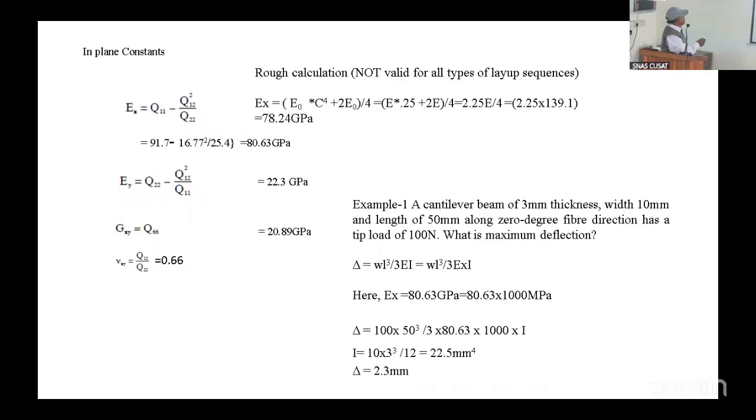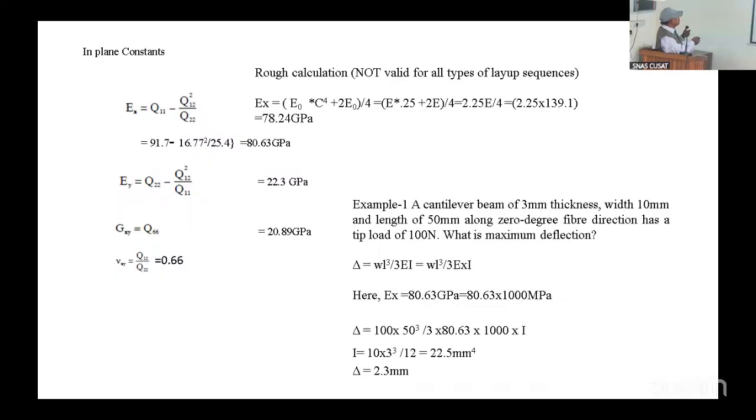So equivalent property, Q is equal, these are our formula. This is rough calculation. That is, rough calculation is 4th order tensor. E naught into cos raised to 4 plus 2 times plus or minus, plus 2 minus 2 is there. So 2 layers are there. So 2 into E naught, the total number of layers is 4. So divide with 4. So you will get roughly, this is rough calculation, around 78 coming.